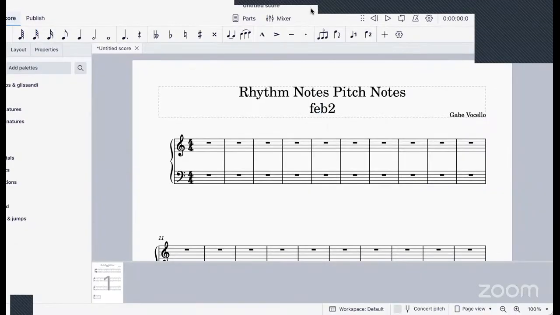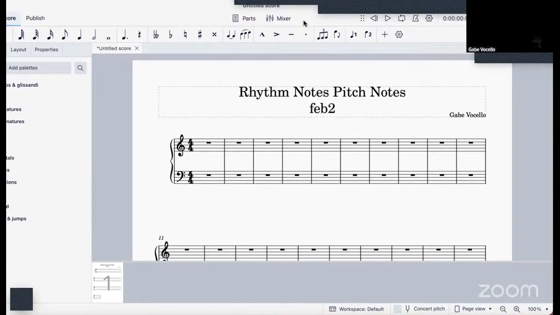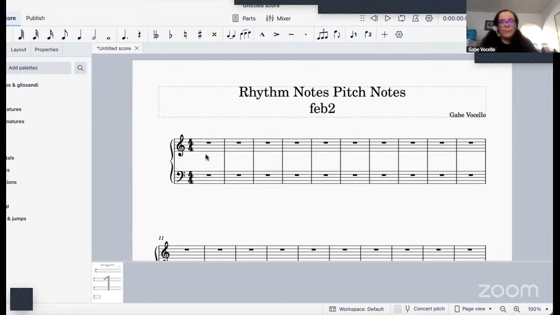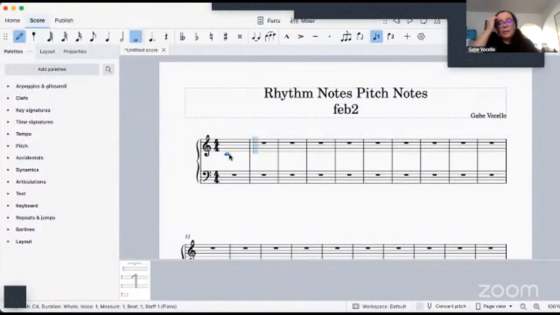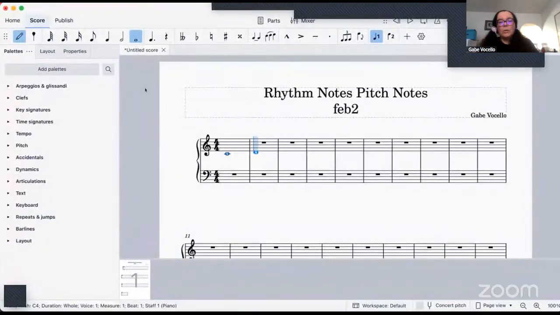So today in the class, we're going to talk about the rhythm notes and the pitch notes and how we are going to use those notes hands-on, okay? So the whole note is an open circle. I'm going to put it here. There's a whole note, whole note, and so on. Quarter note.